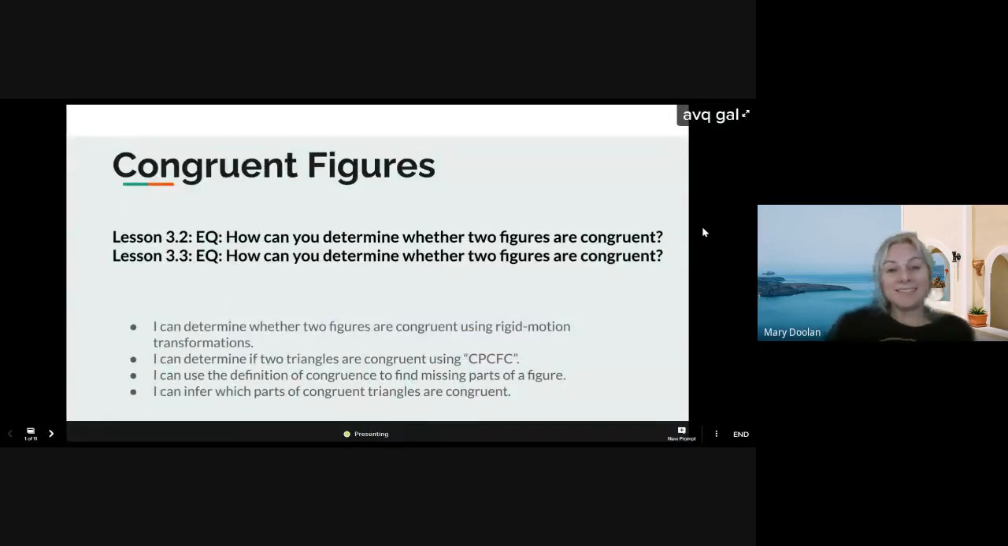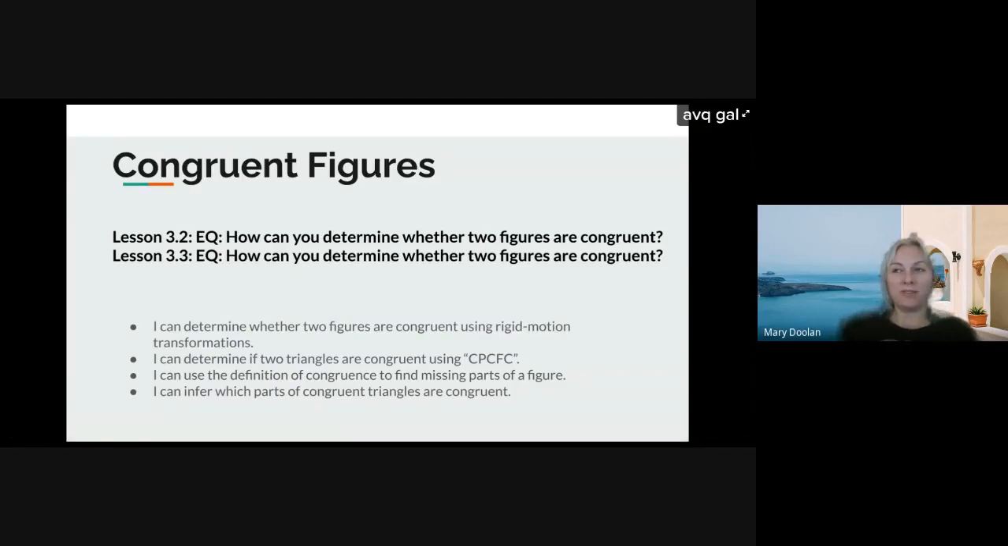So our lesson today is on congruent figures, and we're covering two lessons out of our text, 3.2 and 3.3, and I have the same EQ there for both of them because they're close enough that I could just use the same one. How can you determine whether two figures are congruent? And we have some I can statements, which are our learning goals. I can determine whether two figures are congruent using rigid motion transformations.